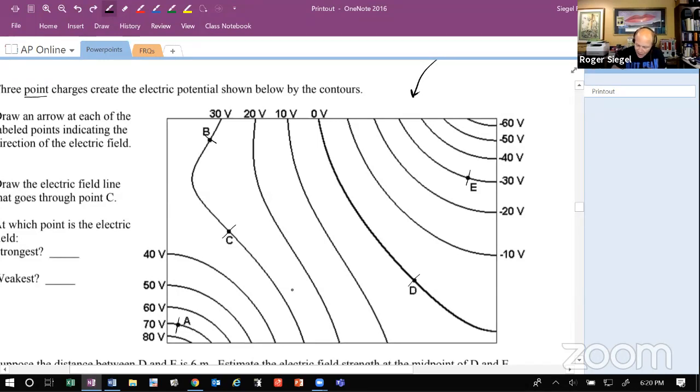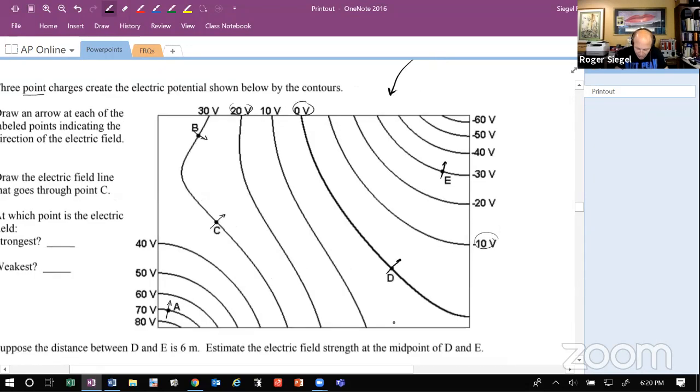So clearly the lower potential is in this direction. That's my lower potential. So I'm going to go ahead and say that my electric fields are all in this direction towards these lower potentials. See, from 30 to 20 in that direction, or from 0 to -10. So this is my direction. All right, great. Let's go ahead and look at the next piece.